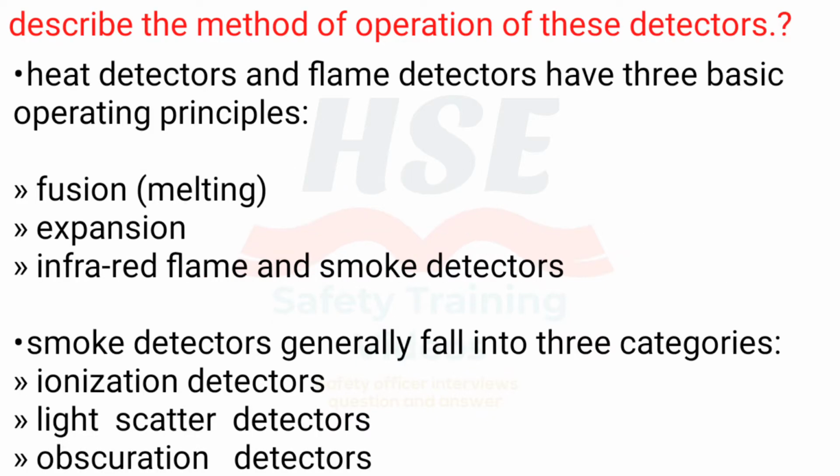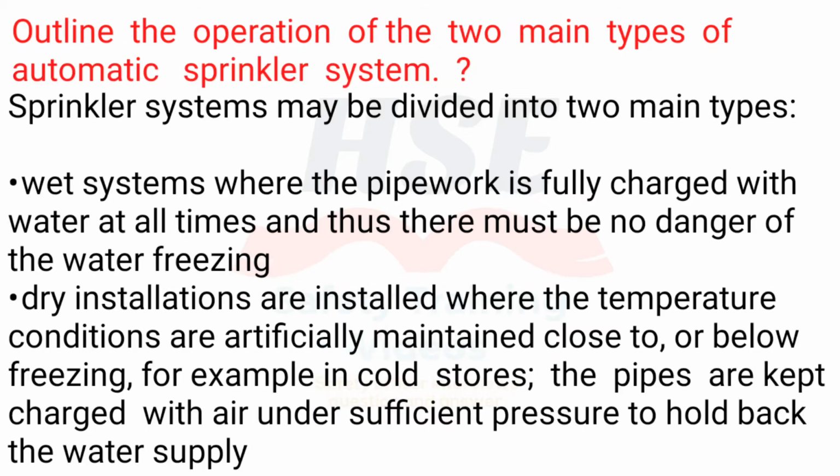Describe the method of operation of these detectors. Heat detectors and flame detectors have three basic operating principles: fusion, melting, expansion. Infrared flame and smoke detectors. Smoke detectors generally fall into three categories: ionization detectors, light scatter detectors, obscuration detectors.